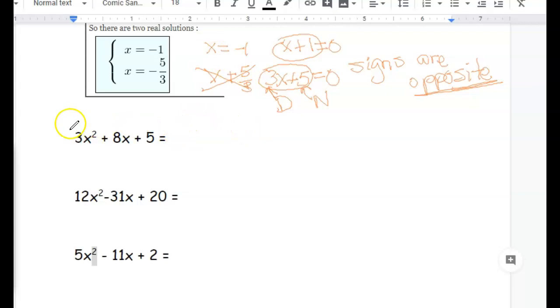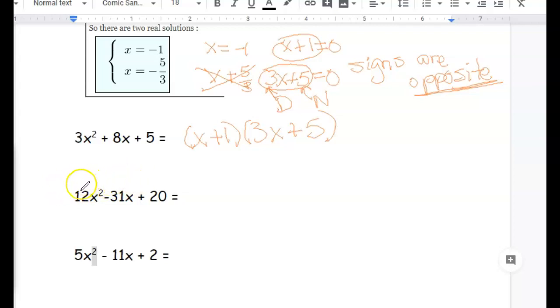So this quadratic, 3x squared plus 8x plus 5, factors into x plus 1 and 3x plus 5. Ta-da! Done. All right, so I've already, as I said, typed these into the quadratic formula. So this is one.